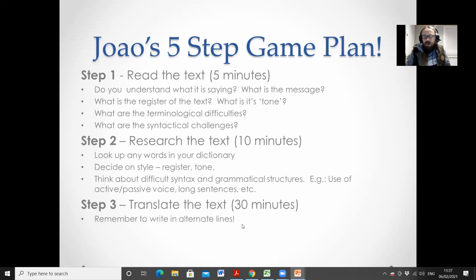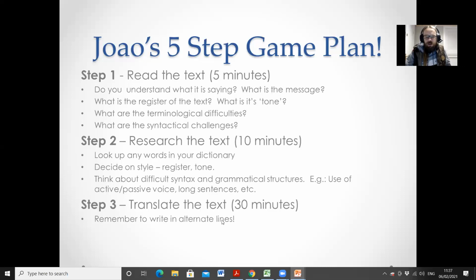If you're doing it in pen and paper, we don't know if we'll be able to do a physical pen and paper exam in June or not. But if we are, remember to write in alternate lines and do this in practice as well. Why? Because that's what you have to do in the exam.